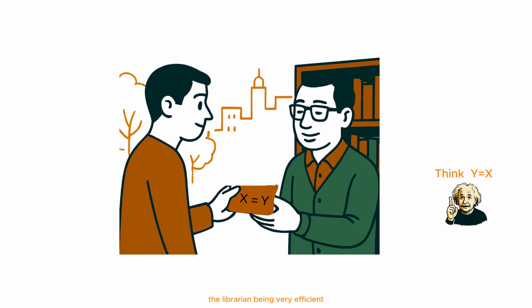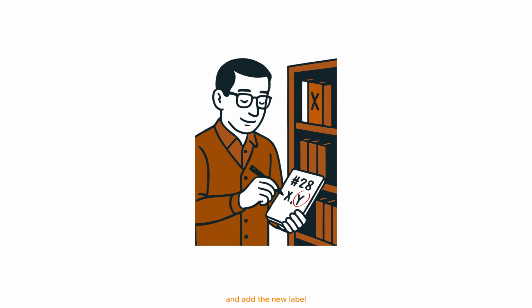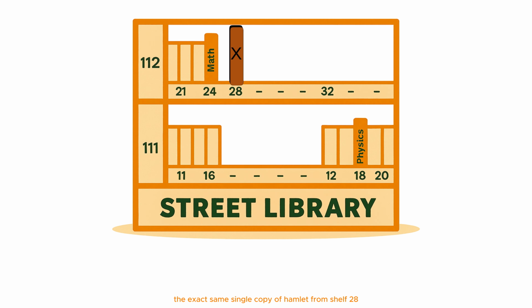The librarian, being very efficient, doesn't get a new copy of the book. They simply take out their ledger, find the entry for shelf 28, and add the new label. The ledger now looks like this. Shelf 28 is where the book labeled X and Y is. So after this, when you ask the librarian for Y, which book do they give you? The exact same single copy of Hamlet from shelf 28.